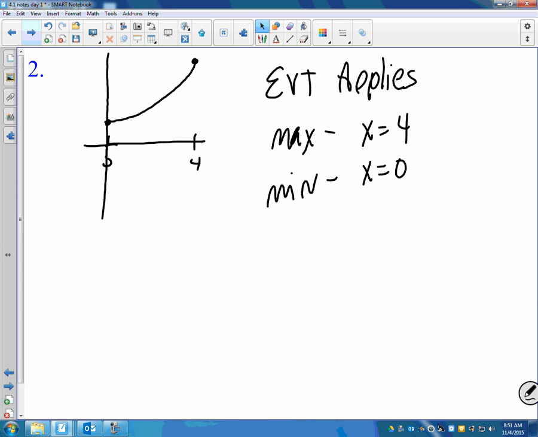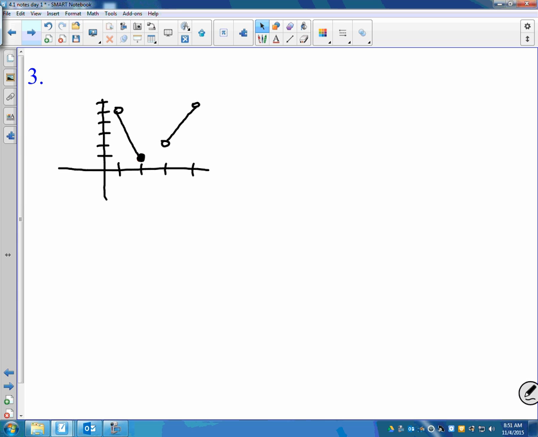Does anyone have a question about that? We need to do one that doesn't apply, right? The next one doesn't apply. It's not continuous and it's not a closed interval, but if either one of those is not true, that means EVT does not apply.